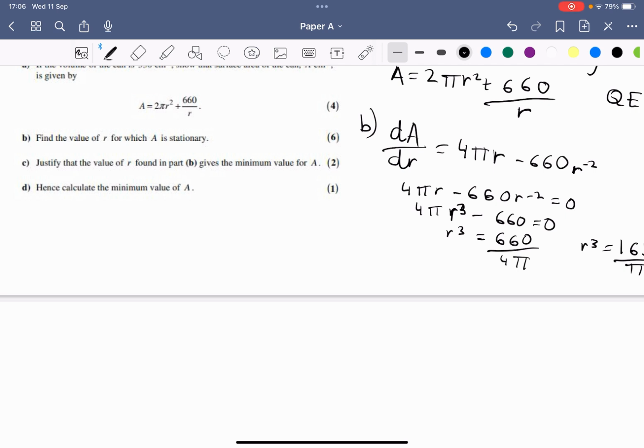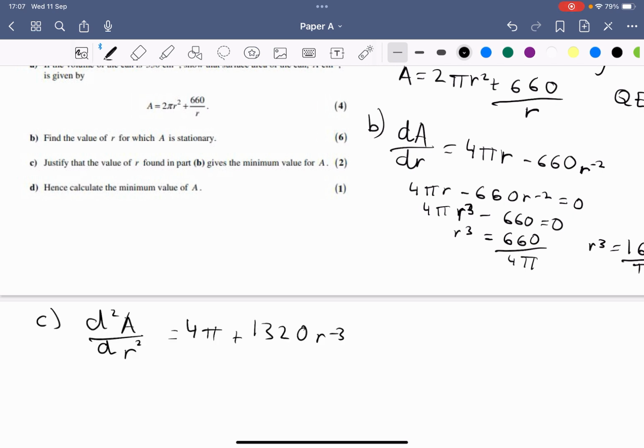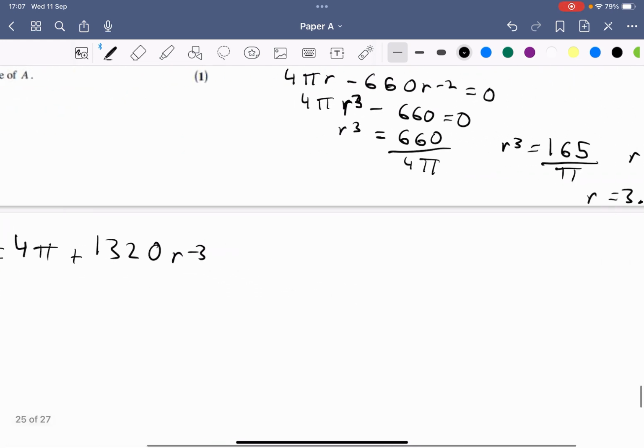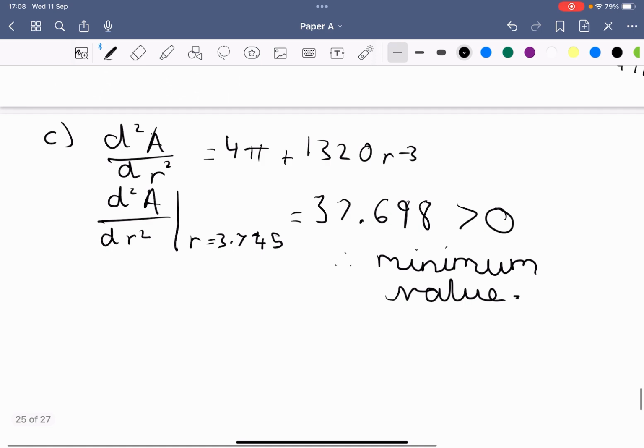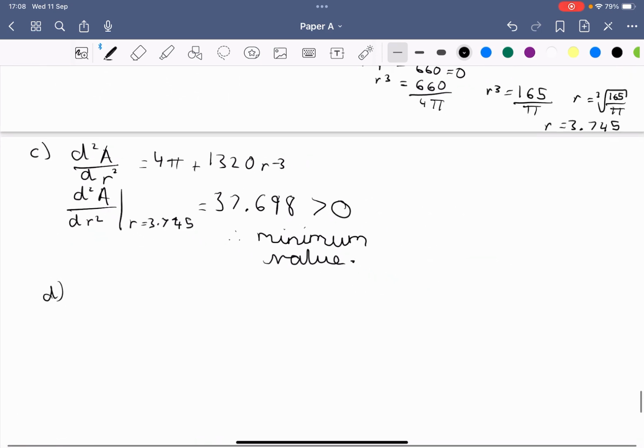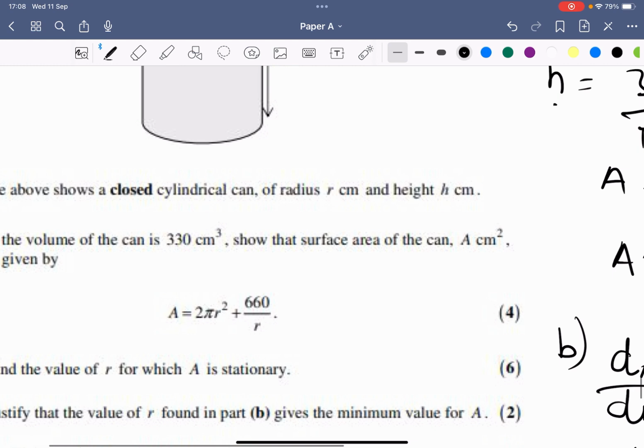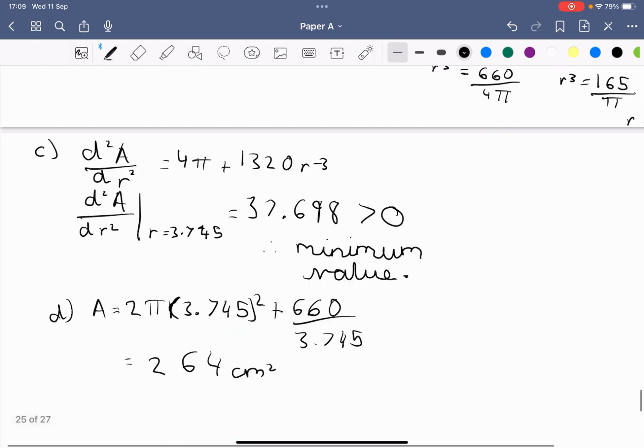Now for part C, we need to justify that this value of r that we found in part B gives us the minimum value for A. To do this, we need to find the second derivative. And now we just sub in our value of r into this equation, so that we get... Obviously this is greater than 0, therefore it gives us a minimum value. And lastly for part D, we need to calculate the minimum value of A. So we just sub in the value of r into the original expression here, so that we get... Okay, and that's 12D done.